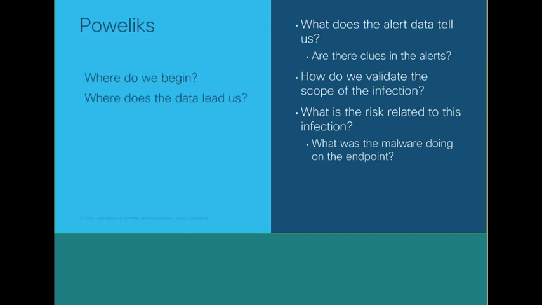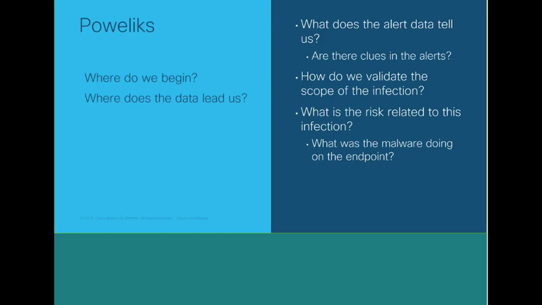How do we find out how widespread this infection is? And what is the risk? What is this infection likely to do? What was the malware doing on the endpoint? What specific actions was it taking? And how does this relate to our organization's risk model? What machine was it on, and how much of a priority does that add or remove from this incident?